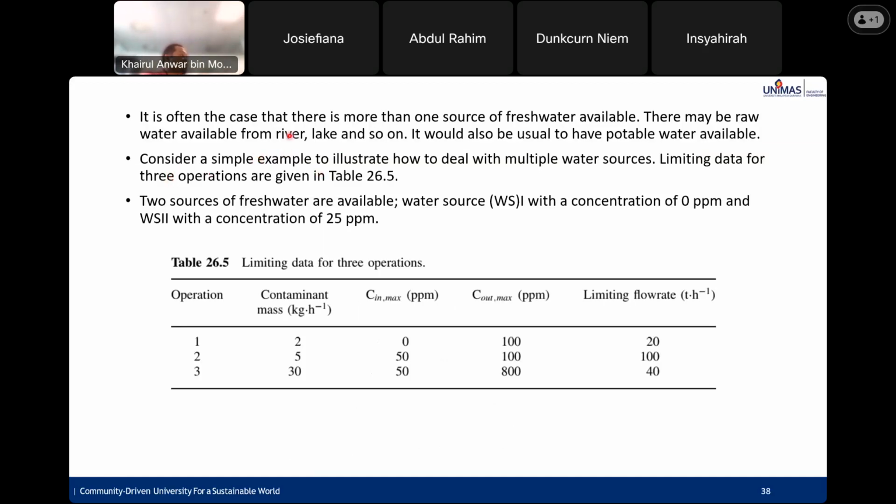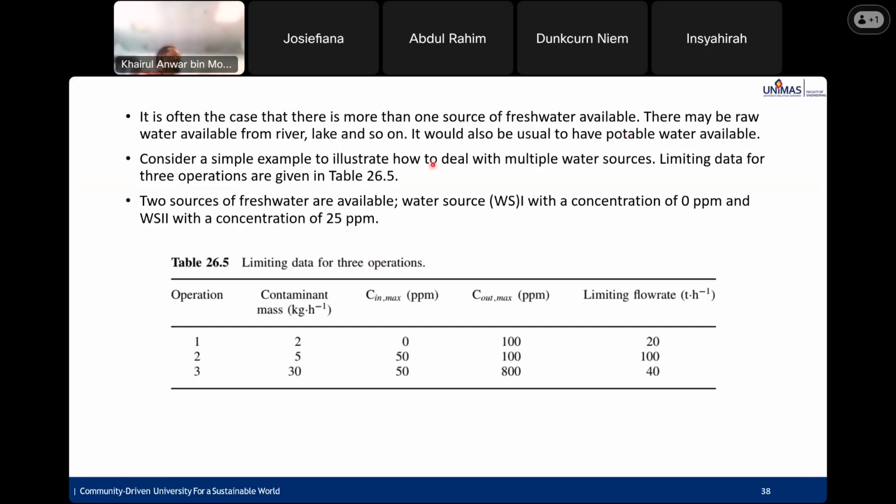It is often the case that there is more than one source of fresh water available. There may be raw water available from a river, lake, and so on. It could also be useful to have potable water available. So consider a simple example to illustrate how to deal with multiple water sources. Limiting data for three operations are given in table 26.5. Two sources of fresh water are available. Water source 1 has a concentration of 0 ppm and water source 2 has a concentration of 3. So this is new.